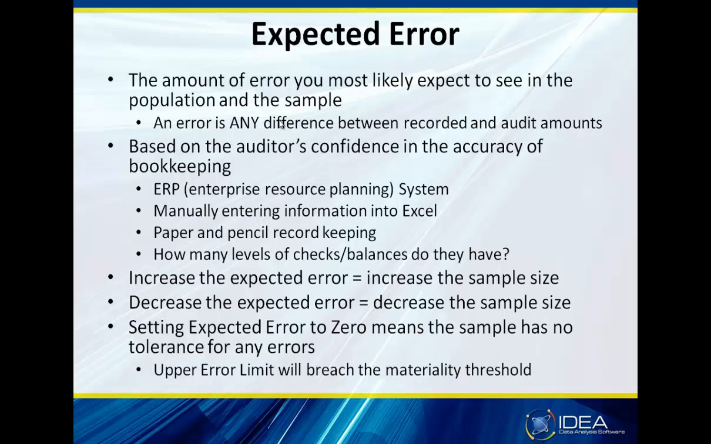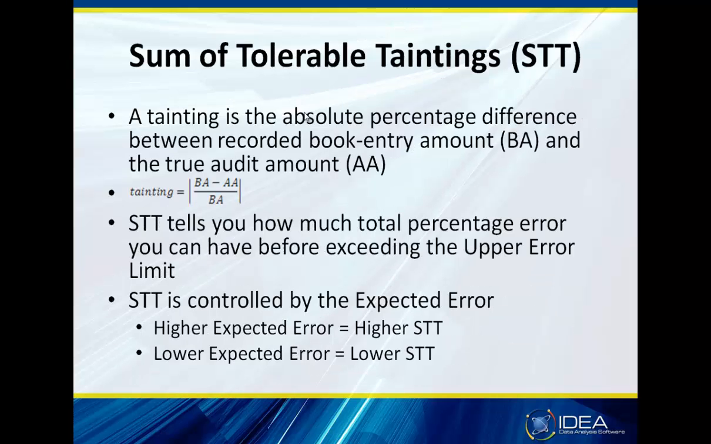Now, an expected error of 0 for a given confidence level and tolerable error will result in the smallest possible sample size. But you'll pay for that reduction in sample size if any errors occur. The sum of tolerable taintings is what we can use to understand that concept I just talked about.